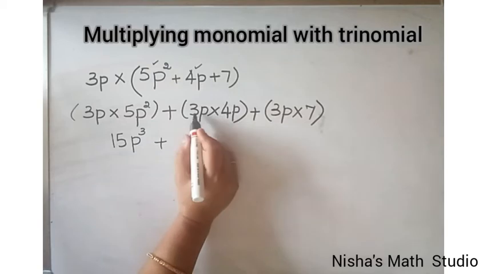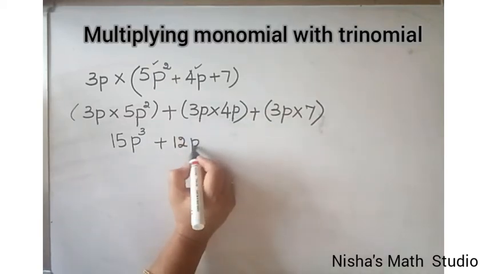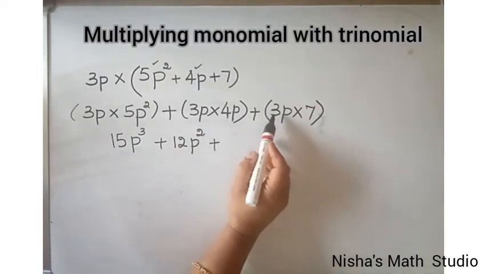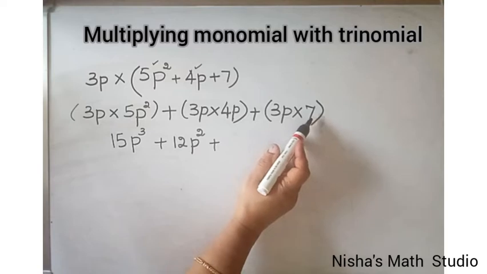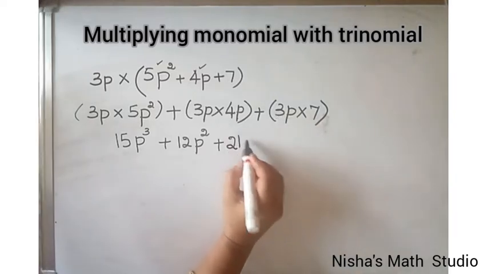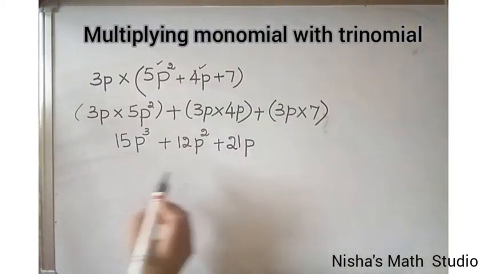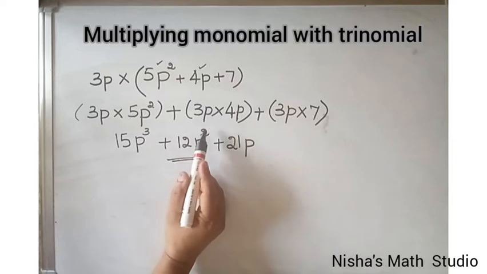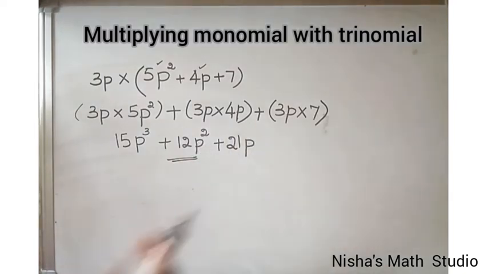Plus 4 3s are 12, p into p, p to the power 2. Plus 3p multiplied by 7, that is 7 3s are 21p. So the answer is 15p to the power 3 plus 12p to the power 2 plus 21p.